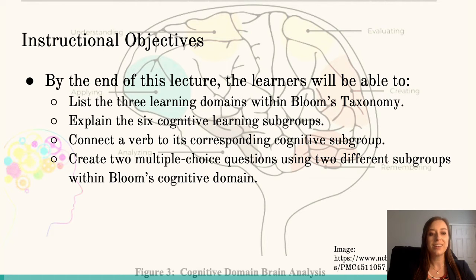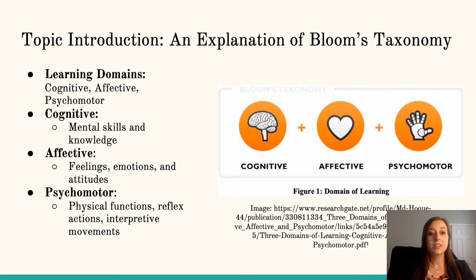Okay, next slide here. So here's my topic introduction. This is an explanation of Bloom's taxonomy as a whole. So Bloom's taxonomy was birthed from this book, Taxonomy of Educational Objectives, the Classification of Educational Goals. And Benjamin Bloom was an editor on this book, and this really bred Bloom's taxonomy of cognitive learning. But there's more than just the cognitive learning domain. There's cognitive, affective, and psychomotor learning domains. So I'll just briefly go over those.